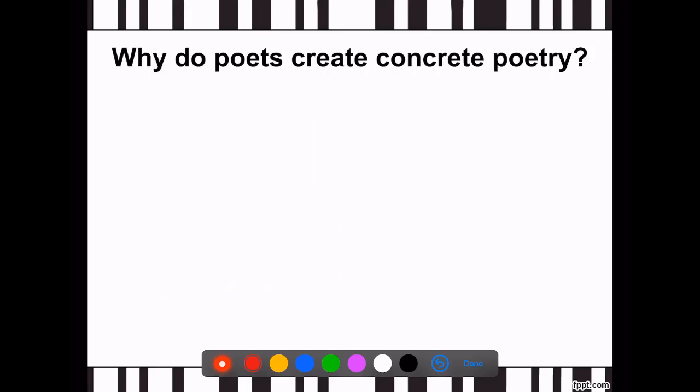Next, why do poets create concrete poetry? So if it's that old of a genre, what's the point of doing it in the first place? Like, why? Well, they have reasons. Why? Because it helps readers' imagination.